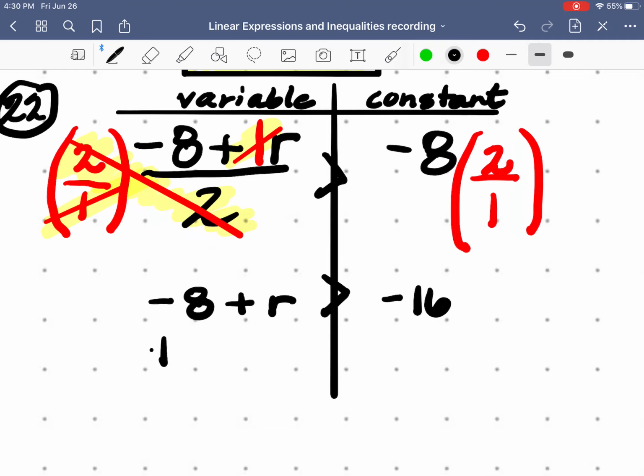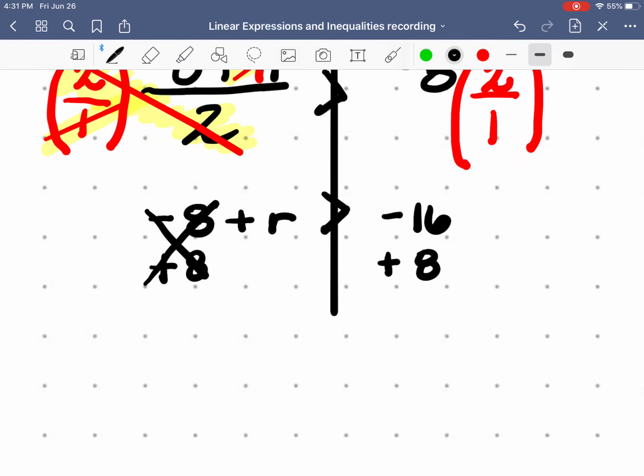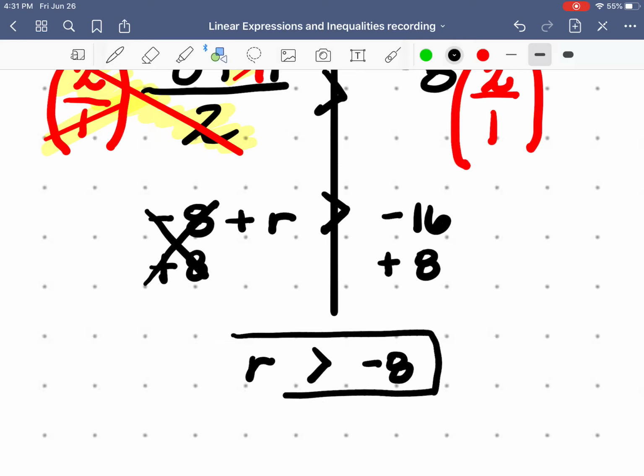And then I will add 8 to both sides. We talked about every time we cancel, we need to rewrite. r is greater than negative 8. And this is already in standard form.